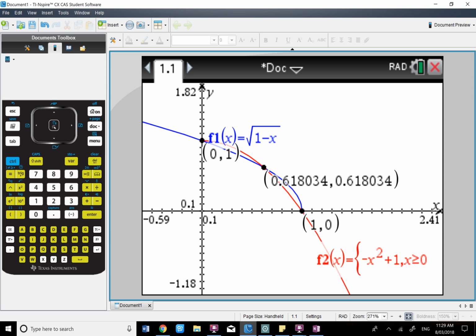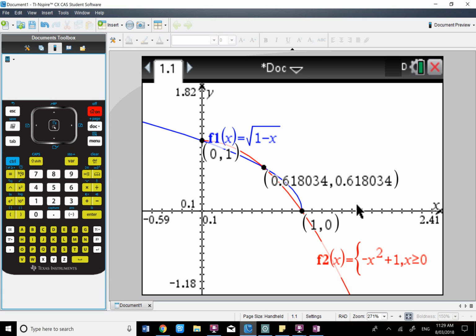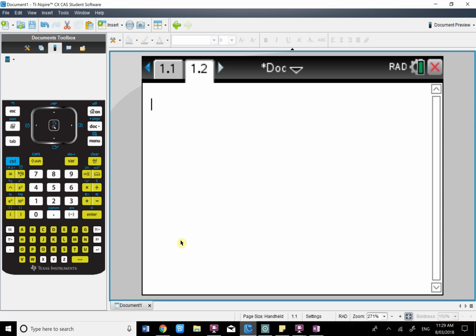Also, how can we find the exact values? Remember, this function now has a name. This root 1 minus x is called f1(x). This name is given when you're sketching it. And this one is called f2(x). Remember that, and then we go back to the calculator page. So I'm looking for intersections.